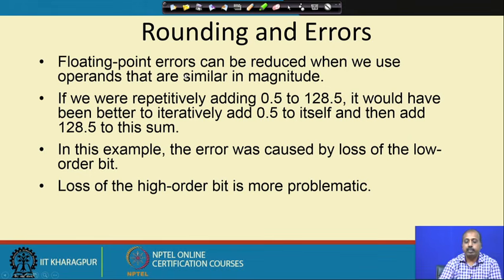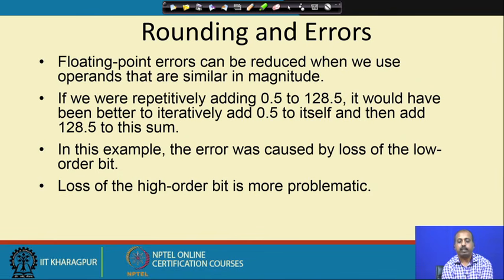Floating point errors can be reduced when we use operands that are similar in magnitude. That is one possibility. For example, if we are repeatedly adding 0.5 to 128.5, it would be better to iteratively add 0.5 to itself and then add 128.5 to the sum. Whatever be the number of 0.5s you need to add with 128.5, so many 0.5s are added together and then the resulting sum is added to 128.5. In this way, while you are doing the 0.5 additions, error will not be introduced.